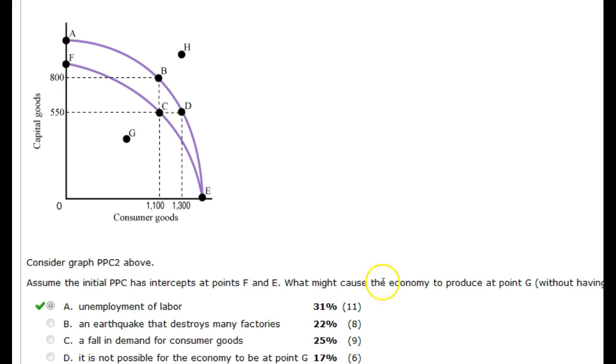What might cause us to fall to point G? Notice that the PPF didn't shift in. We're falling inside of it. And so unemployment of labor is a good answer. That's precisely how you could fall inside. You've got the resources, you're just not employing them. These other things, well, the earthquake would shift the curve in. A fall in demand for consumer goods, that's not going to make you fall inside. That would, if anything, move you along the PPF toward or away from consumer goods. But that wouldn't shift the curve. It's certainly possible to be at point G, you're just not producing efficiently.